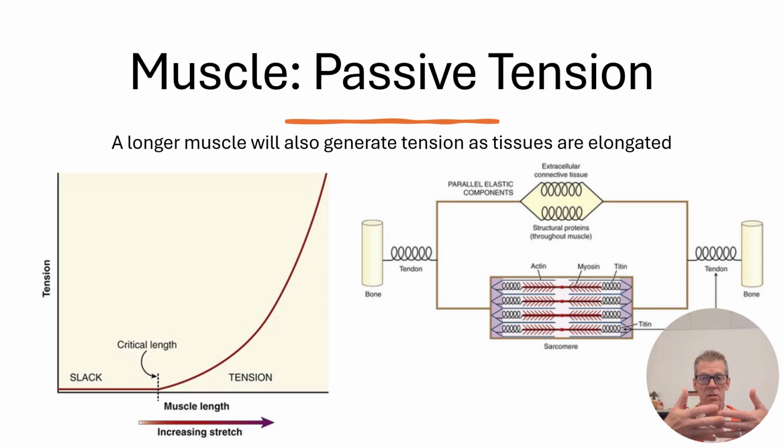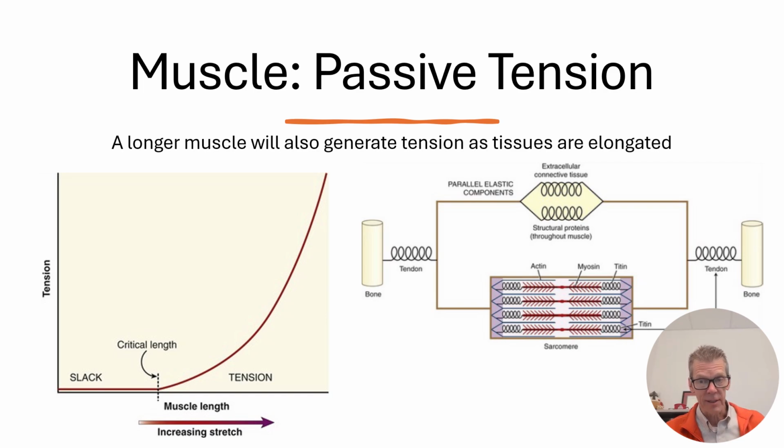And so as we start to elongate a muscle, not only do we lose overlap and lose the ability to create active tension, but we start to gain passive tension. You think about that cigarette butt or that pool noodle. As we start to stretch it, tension grows and grows and grows. That's what's happening internally in a muscle. We start to generate tension after we reach a certain length of that muscle.